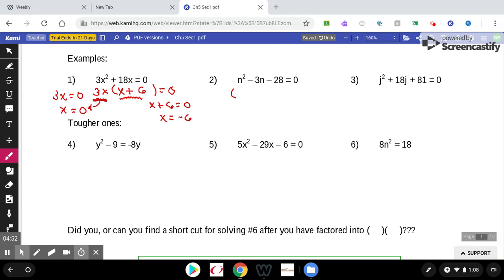Number 2 does not have a greatest common factor, and if it doesn't have a greatest common factor, it's got to be this. To get n squared, I want to go n and n. What times what would be 28? A 7 and a 4. Remember, you know how to check these outside inside.